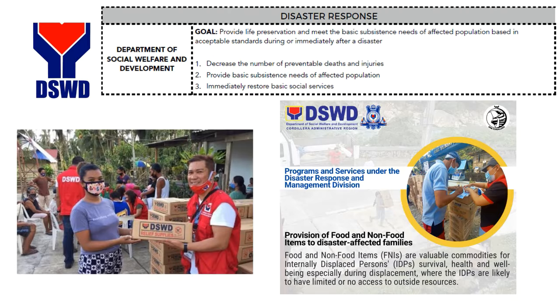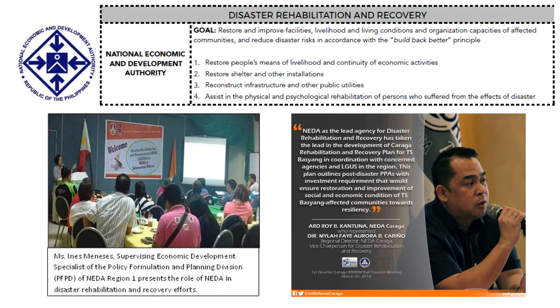We have the Department of Social Welfare and Development, or DSWD, for disaster response: to decrease the number of preventable deaths and injuries, provide basic subsistence needs of the affected population, and immediately restore basic social services. And lastly, we have the NEDA, or the National Economic and Development Authority: to restore people's means of livelihood and continuity of economic activities, to restore shelter and other installations, to reconstruct infrastructure and other public utilities, and to assist in the physical and psychological rehabilitation of persons who suffered from the effects of disaster.